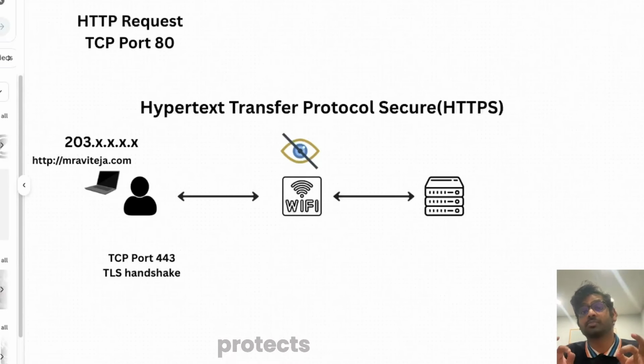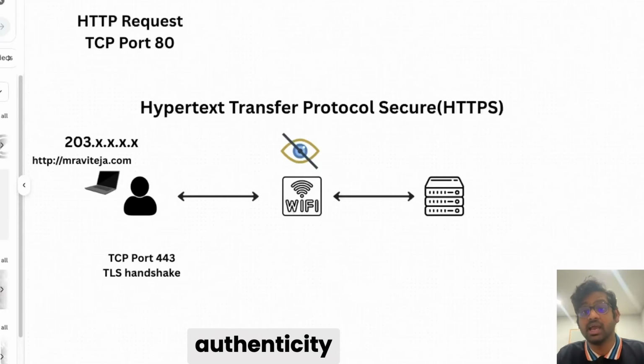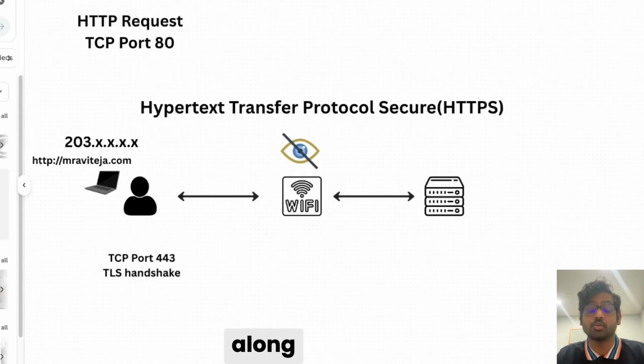So HTTPS protects against eavesdropping, data tampering, and identity theft. By encrypting communication, websites that implement HTTPS also use TLS certificates to verify their authenticity, helping users ensure they are connecting to a legitimate server. Proper implementation of HTTPS along with strong encryption standards is critical to maintaining data privacy and trust on the internet. I hope you understood the concept of today's video.